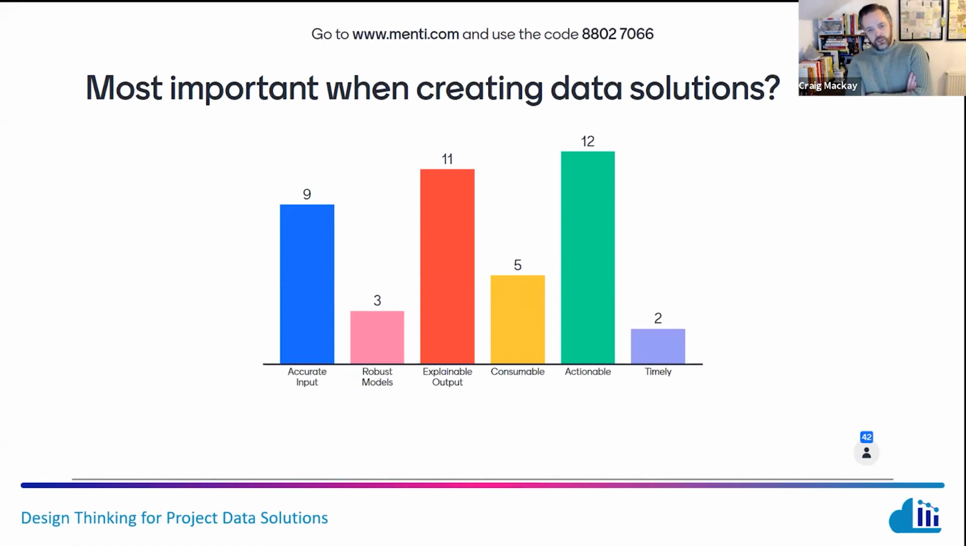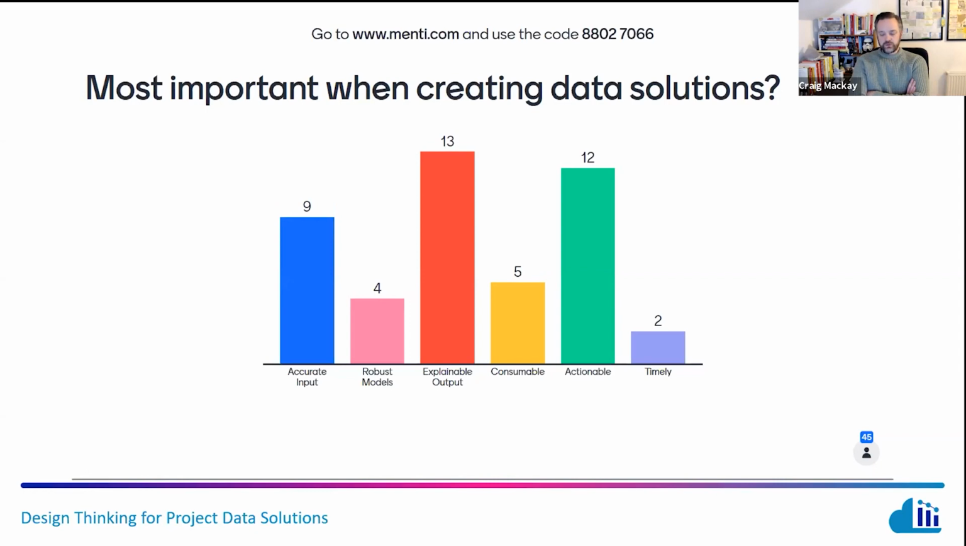Good, a good spread. So explainable and actionable output. I'm glad they're the highest. Actually, that's interesting, because I think the order you maybe could have led people a different way. So the short answer is they're all important. They're all almost equally important.